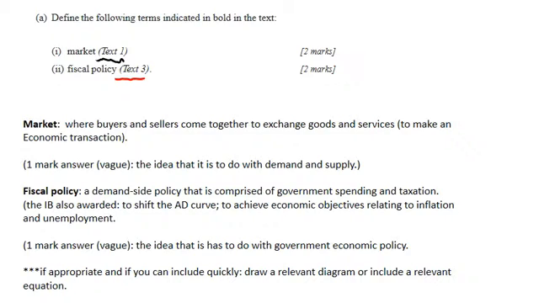Fiscal policy, what comes to mind for me is that it's 1, a demand side policy, and it's comprised of government spending and taxation. Now, it doesn't say on the data analysis, but they are looking for 2 points. So the demand side policy would be 1, and the government spending and taxation would be the 2nd point. They also said that they'd be happy if one of the points was to shift the AD curve, or if one of the points was to achieve economic objectives relating to inflation and unemployment. So you can see it is somewhat forgiving in terms of what it's looking for.